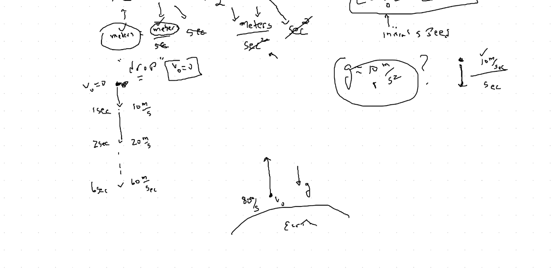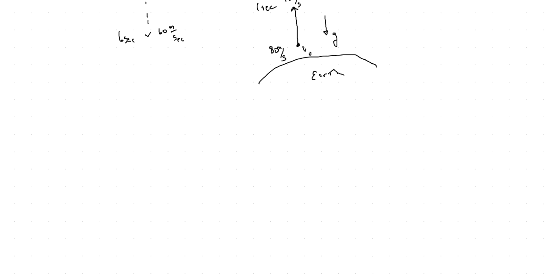So in 1 second, the object hasn't sped up by 10 meters per second. It's slowed down by 10 meters per second. So in 1 second, this object is moving at 70 meters per second. In 2 seconds, the object's moving at 60 meters per second, because every second, the object's slowing down by 10 meters per second every second. So now we have an idea about what g is. And again, we'll do this in class some more.